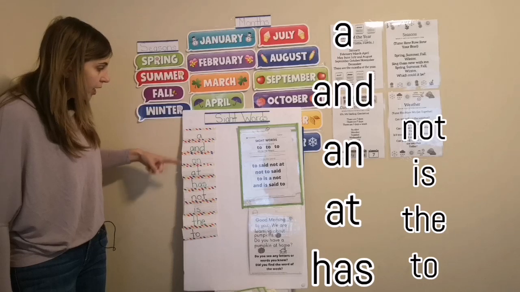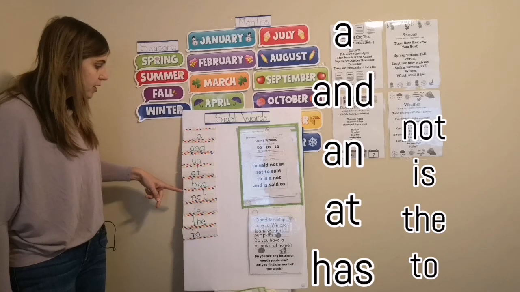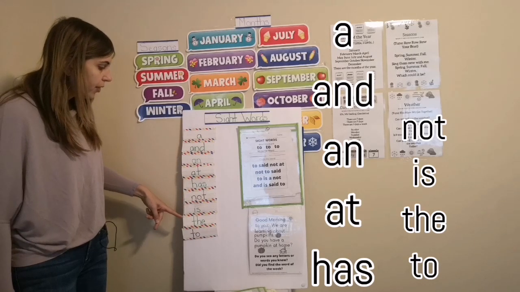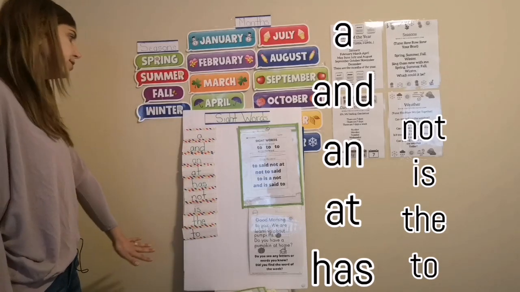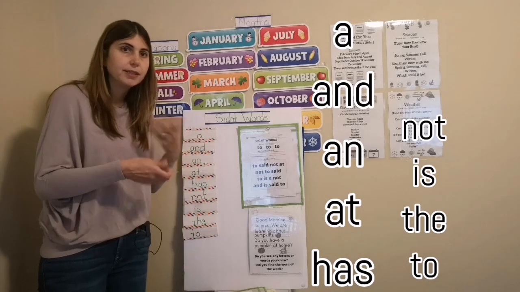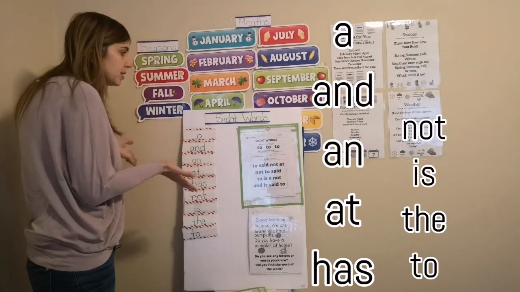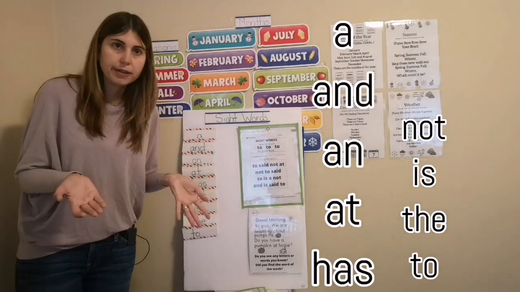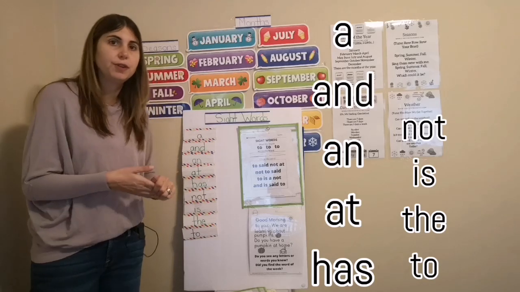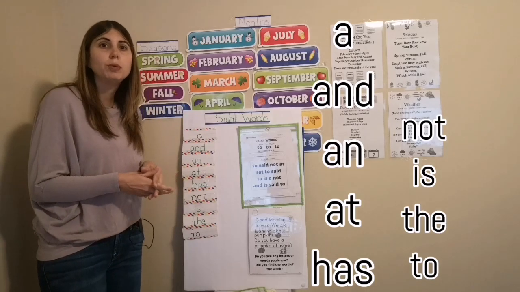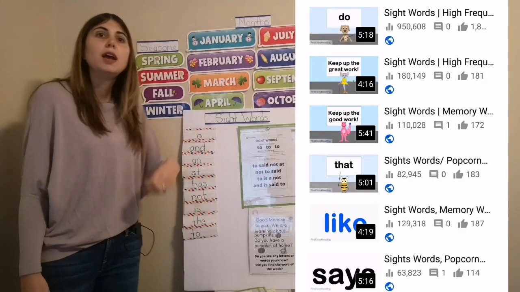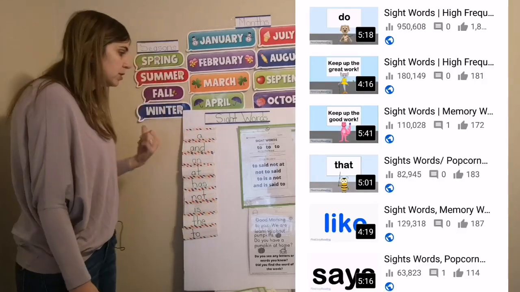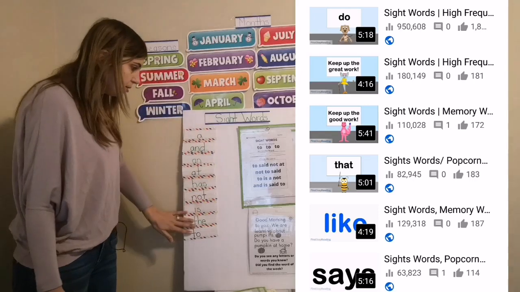A and an, at, has, not, is, the, and to. So those are all the sight words we've done so far. So you have to keep practicing or you'll forget them. Because sight words are words you have to memorize. We don't want to have to stop and try to figure out these words. When we're reading, we want to see them and know them. So please make flashcards and watch the sight word videos and practice your sight words.